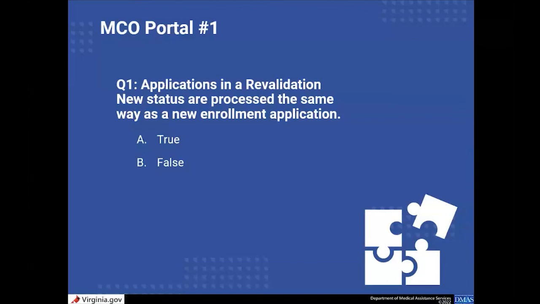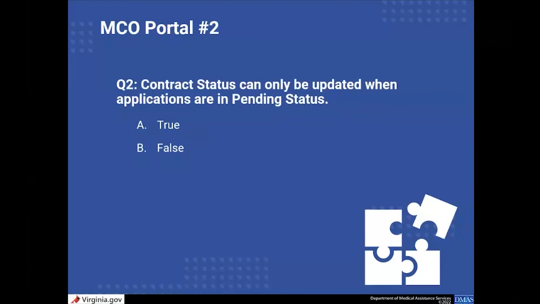Applications in a revalidation new status are processed the same way as a new enrollment application would be true. Question 2. Contract status can only be updated when new applications are in pending status. Is this true or false? The answer to this would be false. To update a contract status, the application must be in a retrieved, credentialing passed, or attachments added status.